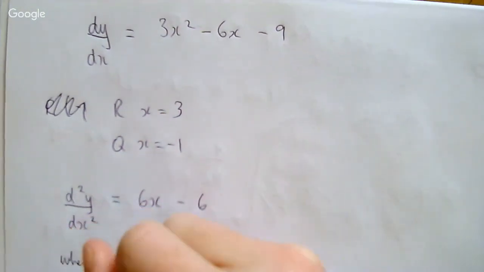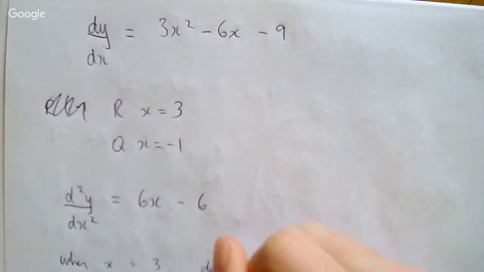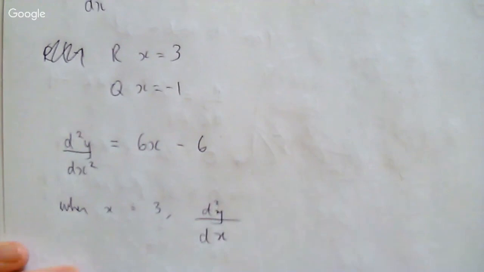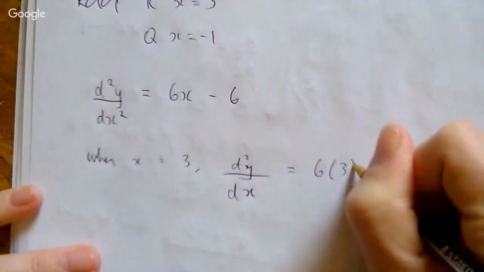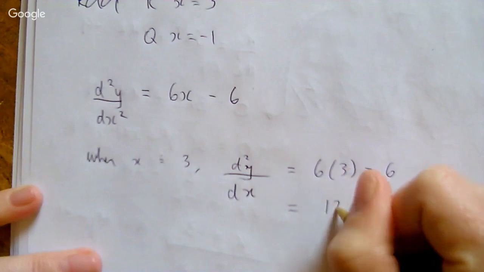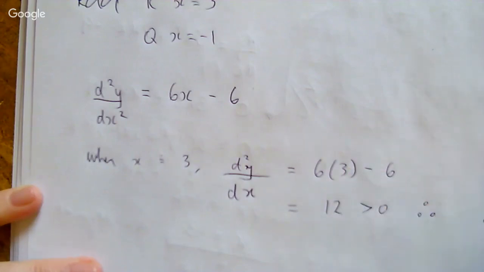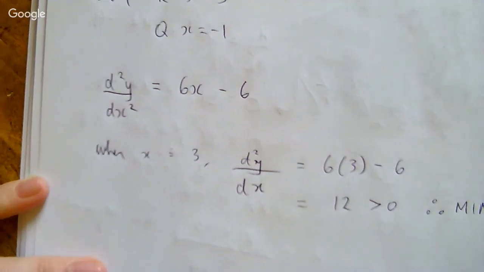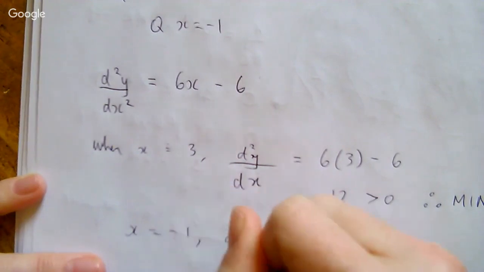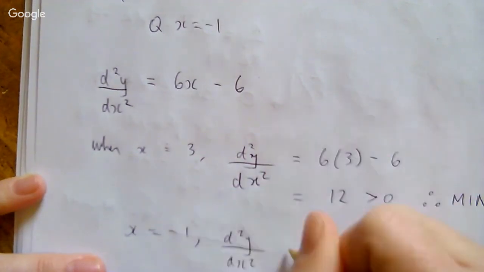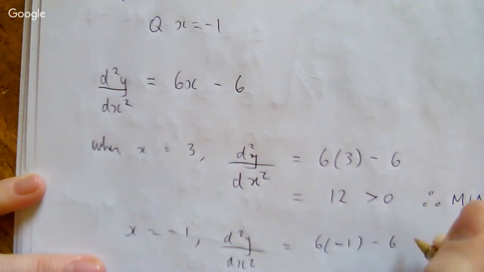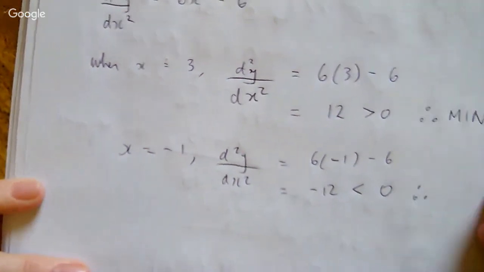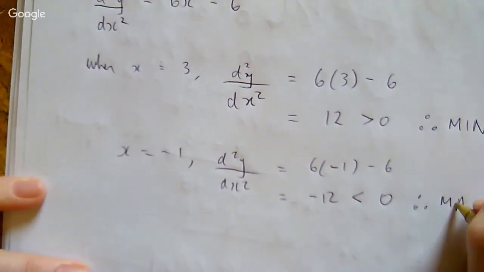So when x equals 3, d2y by dx squared is equal to 6 times 3 take away 6, which is 18 take away 6, which is 12, which is greater than 0. So as it's greater than 0, you just assume it's a maximum, but it's actually the opposite way around. Therefore, it's a minimum. Okay? And similarly, when x is equal to minus 1, d2y by dx squared is equal to 6 lots of minus 1 minus 6. So that becomes minus 6 minus another 6, that's minus 12, which is less than 0. And again, because it's less than 0, you would assume it is a minimum, but it's not, it's the other way around. Therefore, it is a maximum.